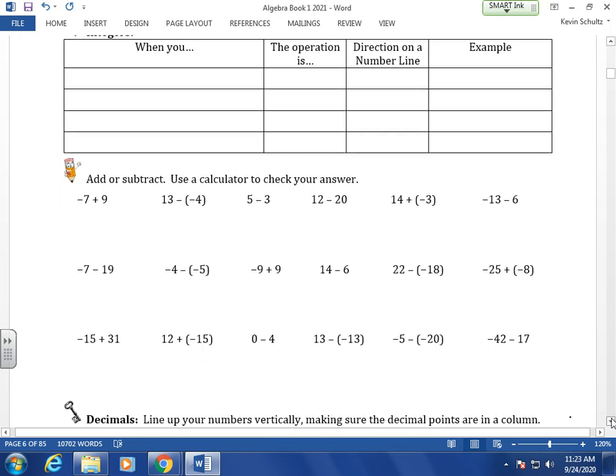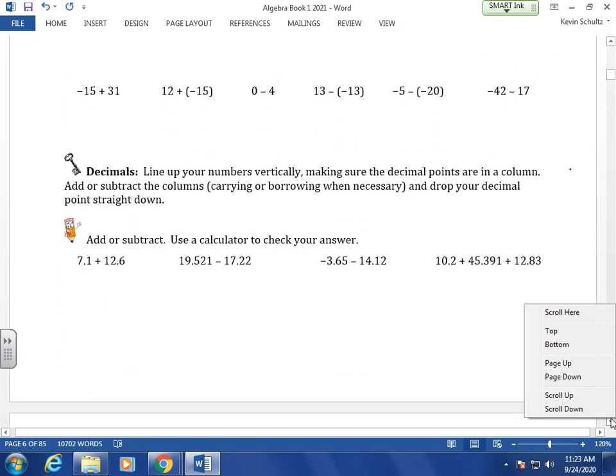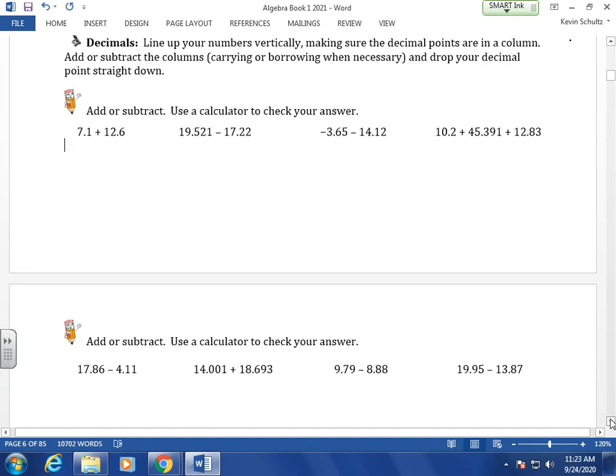Decimals. And decimals, really, what's the big key point here when adding and subtracting decimals? What's kind of the thing to keep in mind? Yes, Noah. Line them up, right? Make sure those decimal place values are aligned. 7.1 plus 12.6, you wouldn't write that like this to add it, right? Because now you're adding 7, which is in the ones place, to the 1, which is in the tens place, and that's not good. Okay?